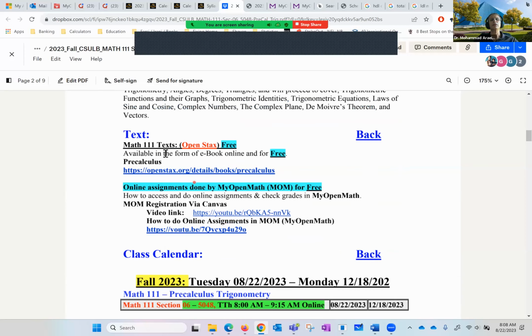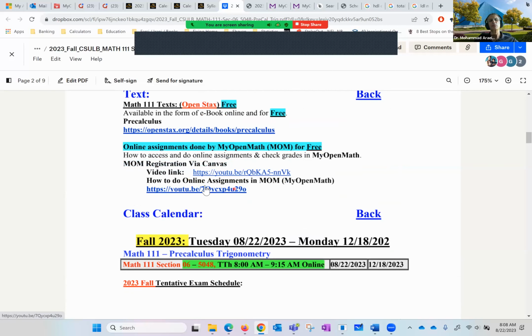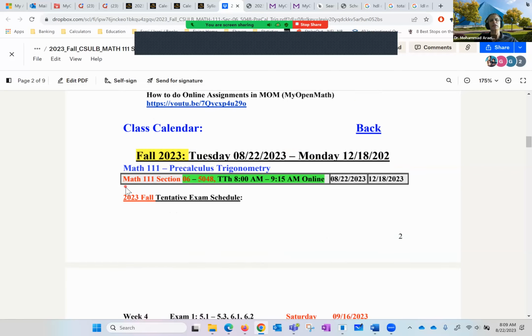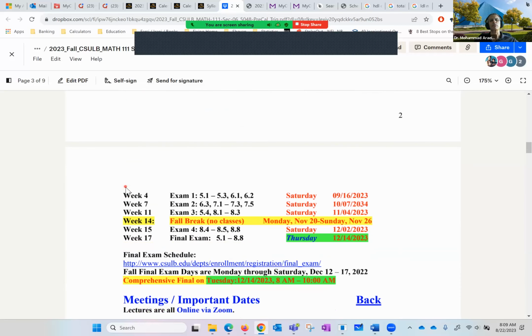trigonometry. The text, and I'll show you, it's OpenStax, it's free. You can access it right from here or through MOM. Either way makes no difference. And the digital platform that we use is called My Open Math, also called MOM for short. Everything is free. Here's the calendar and the date of the exams.